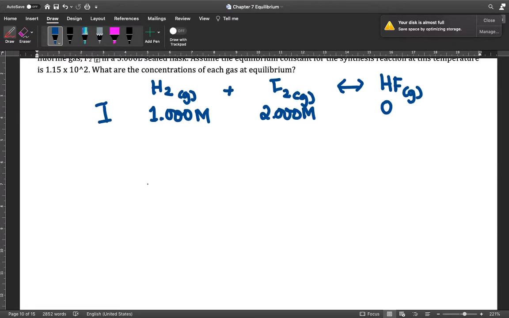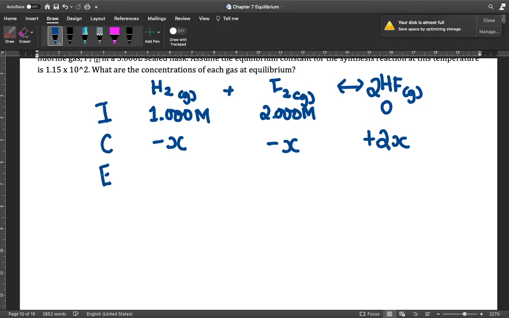In order to take a look at my C, which is my change, I have to take a look at my balanced equation. So I just realized that this reaction is not balanced. I'm going to put a 2 there in order to balance it. And because H2 and F2 have an initial concentration, I know that that is going to decrease over time. So the value of the change can be signified by X. So it's going to be minus X for both H2 and F2. Because HF started off having a concentration of 0, while it's reaching equilibrium, it's going to gain. Right? So when it's gaining, it's going to gain according to the coefficient, so plus 2x.